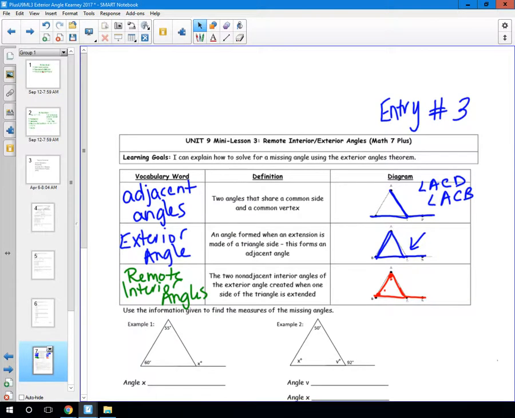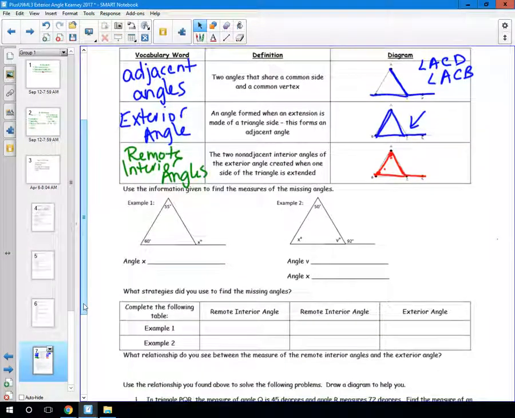So if you go down to example 1, what did we talk about on Friday? What did we say that all the angles in a triangle add up to? That's right, 180. So we can actually use that to try to find this missing angle. In example 1, they've given you the two remote interior angles, 55 and 60, and they're asking us to find that exterior angle X. So take what you know and see if you can figure that out.